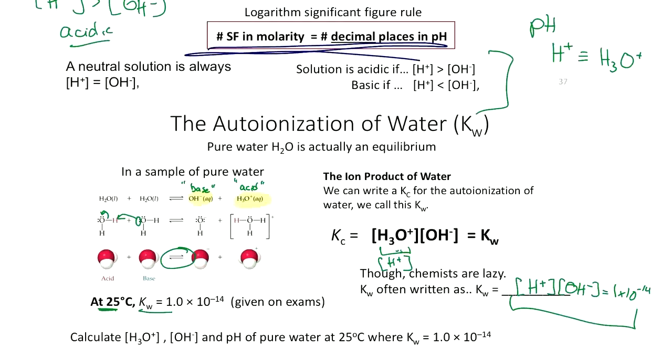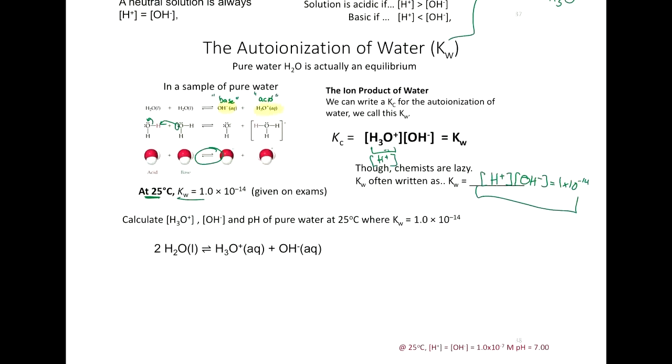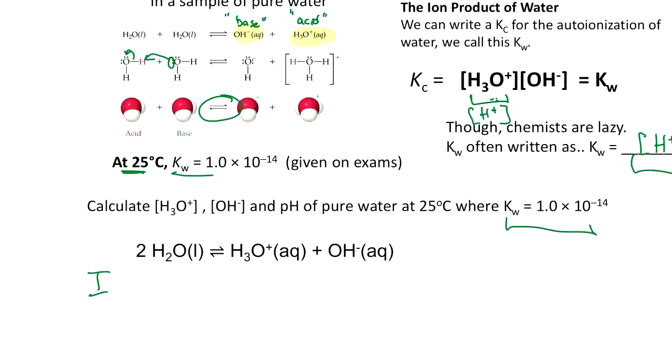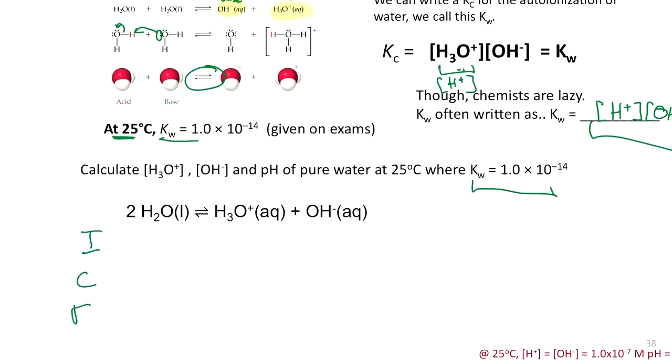Okay, so if this Kw is 1 times 10 to the negative 14, let's calculate the equilibrium concentrations and pH of pure water at 25 degrees Celsius. So we're going to do an ice table because the self-ionization of water is a chemical equilibrium. So this is very similar to the Ksps we just did like 10 minutes ago. So right now we have a butt ton of water. We want to do an ice table because we want to calculate X in this case.